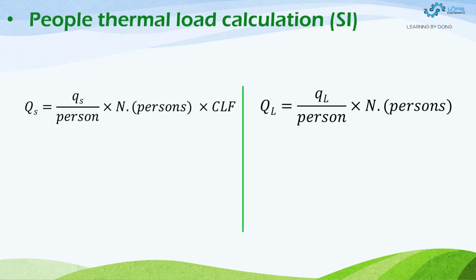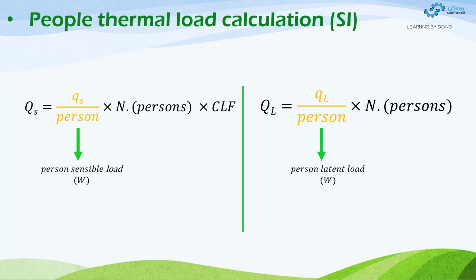So let's go ahead. First of all, let's see how to calculate the sensible load and the latent load for the persons. And here those are the two formulas for the sensible and the latent heat. So we calculate each of them in watt. After that, the first term of each of those two formulas is the sensible load per person in watt for the sensible load and the latent load per person in watt for the latent load. So let's see how to calculate the sensible and the latent load per person.